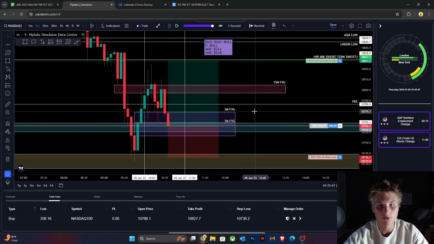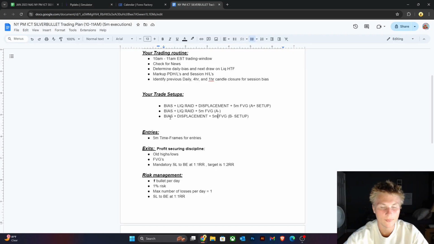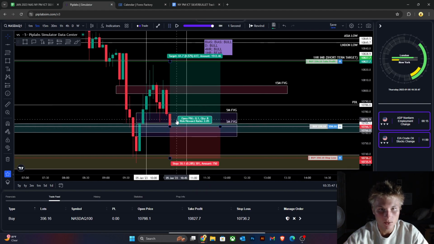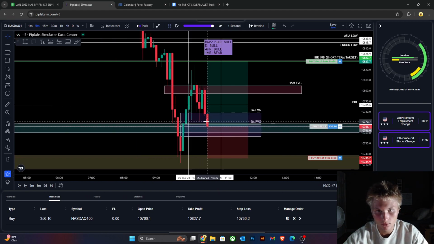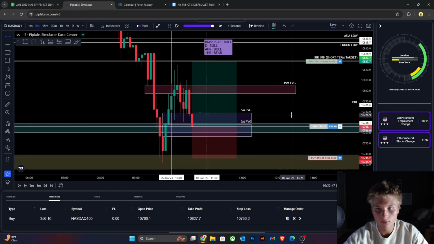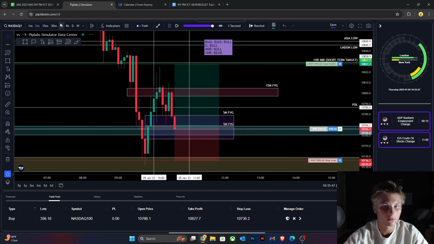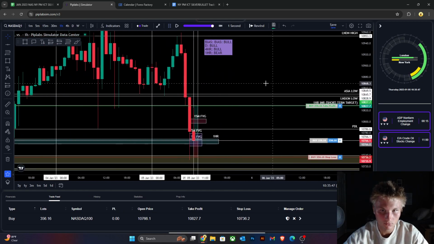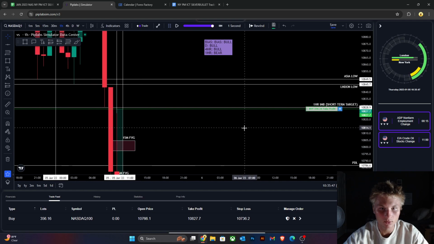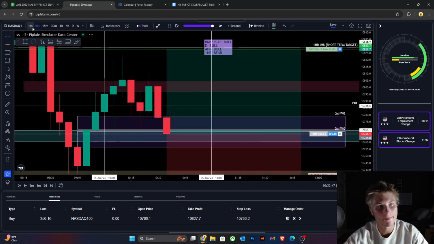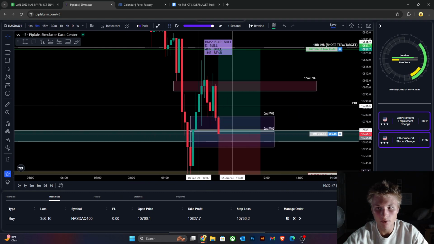But yeah, it's pretty much for this trade. We have bias. Let's see. We got bias. Well, we had displacement. Liquidity raid of previous day's lows. And we're still targeting this 1 hour imbalance. It didn't fully get filled. But yeah.